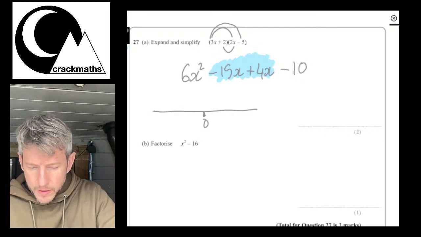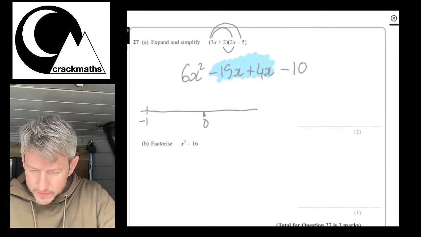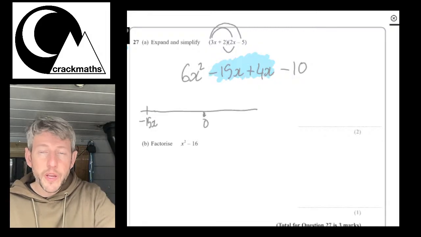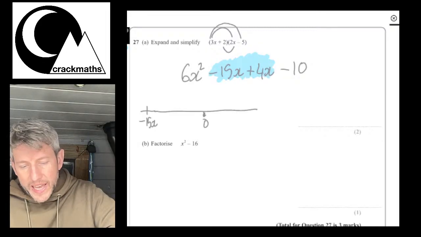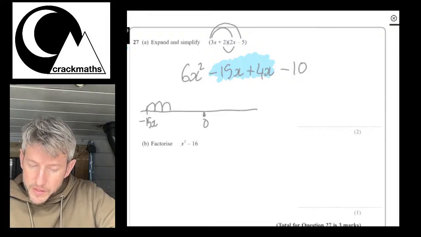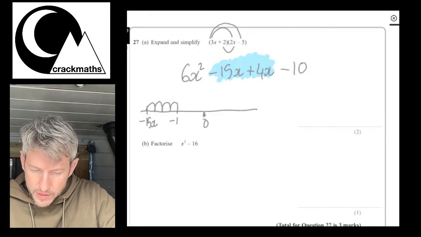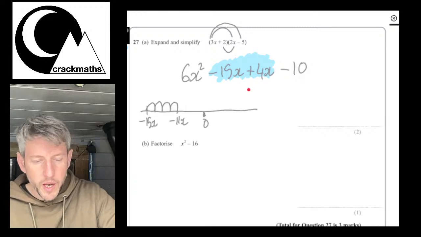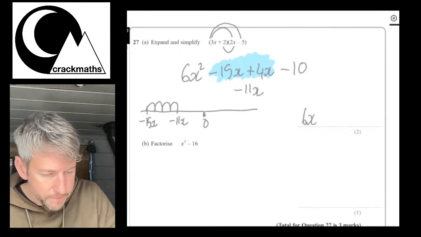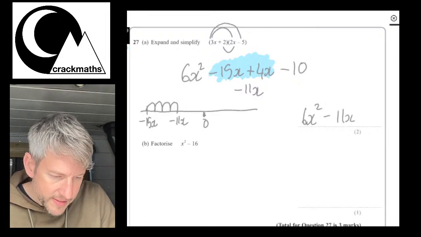We're at 0. Here's minus 15x. Okay. We're adding on 4x. So we're going up. We're increasing the value. We're getting closer to 0. So minus 14, minus 13, minus 12, minus 11. Okay, so this will become minus 11x. So here we go. We've got 6x squared minus 11x minus 10.